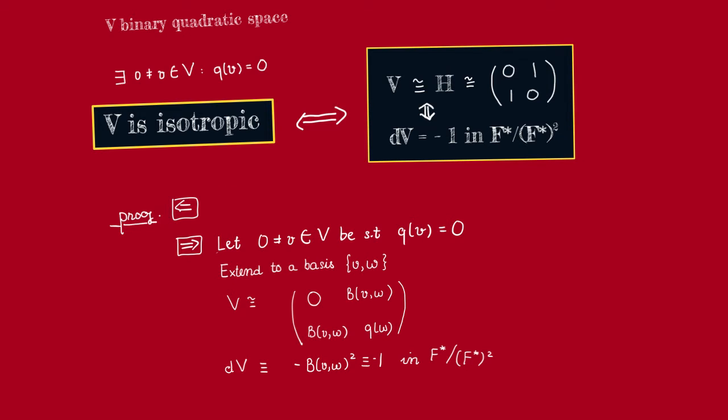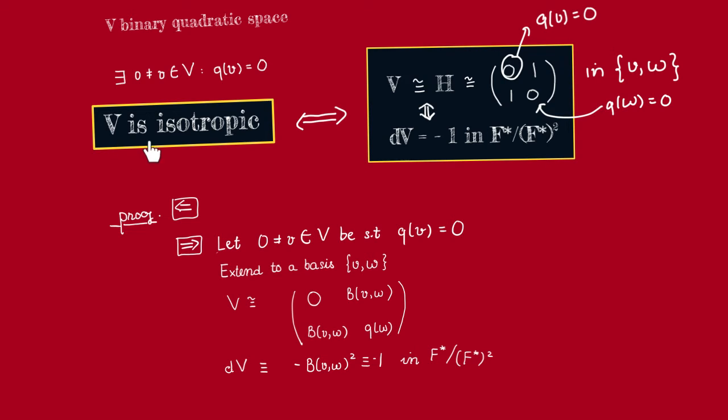Now, one direction is obvious because if V is isometric to the hyperbolic plane, in the basis say V and W, then what does that mean? That just means here that Q of V in particular is 0, and we get bonus also Q of W is 0. So V has some isotropic vectors. Now let's look at the other direction.